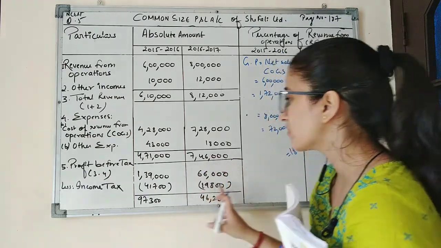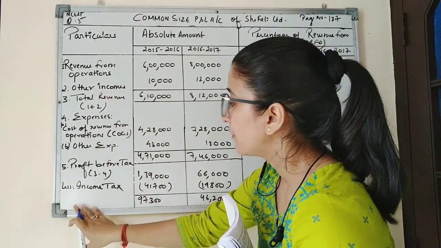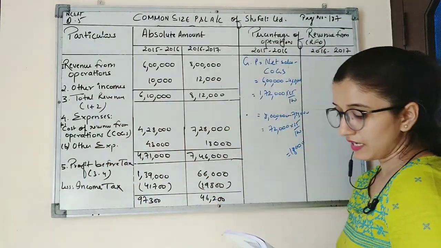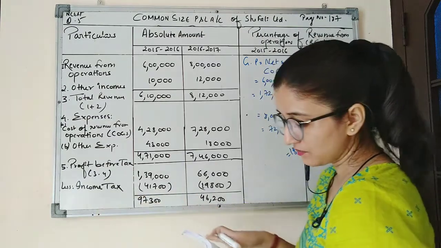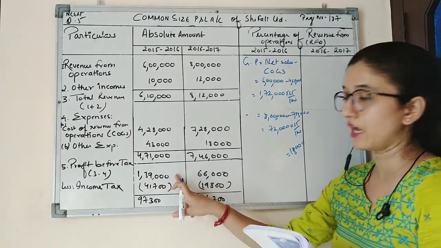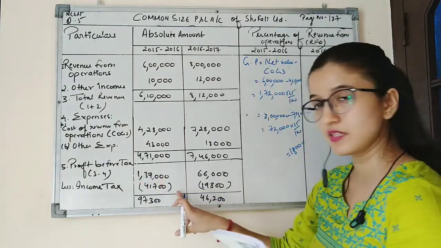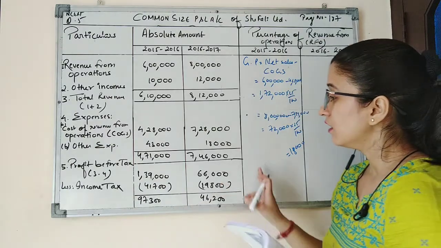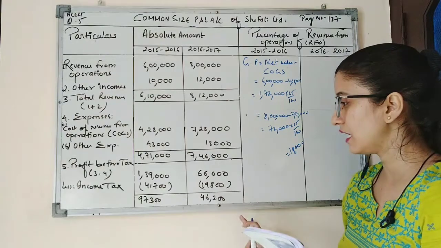So 66,000 is the profit before tax. Now, by subtracting income tax, we will get the total amount here. So income tax we will subtract. Income tax is given 30%, 30% of profit before tax. So 30% of 1,39,000 will be 41,700 and 30% of 66,000 will be 19,800.